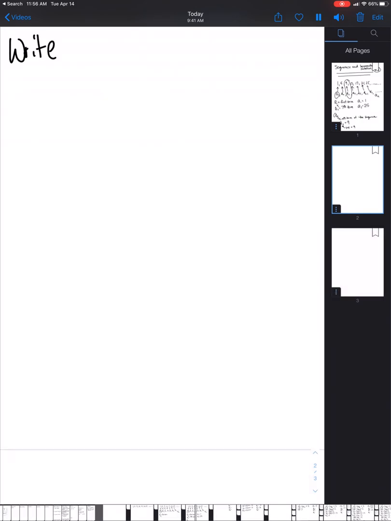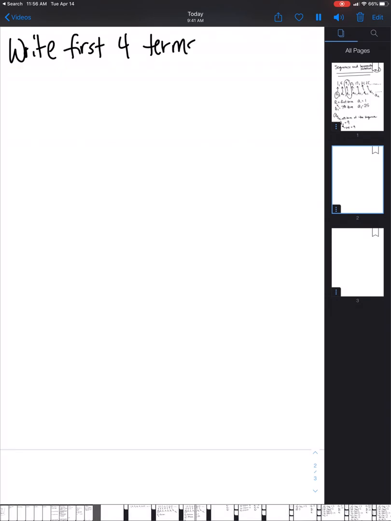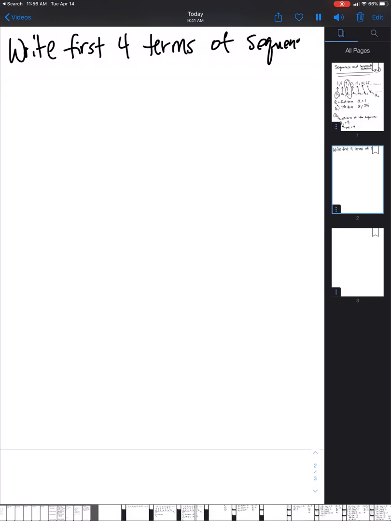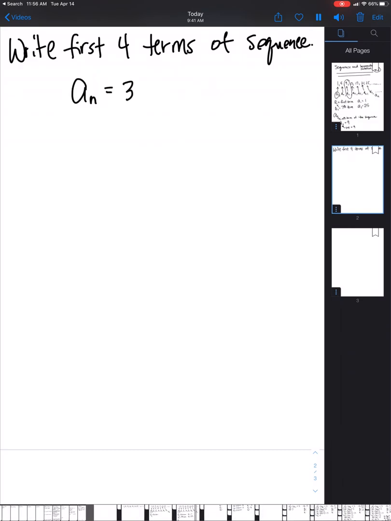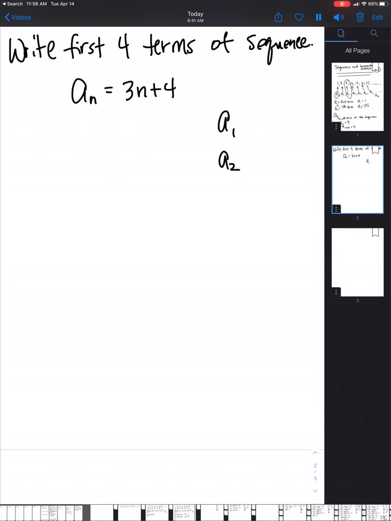All right, so let's do some problems. Write the first 4 terms of this sequence. We have AN equals 3N plus 4. We want the first 4 terms, so we want A1, A2, A3, and A4. We want to find the values of each one of these.